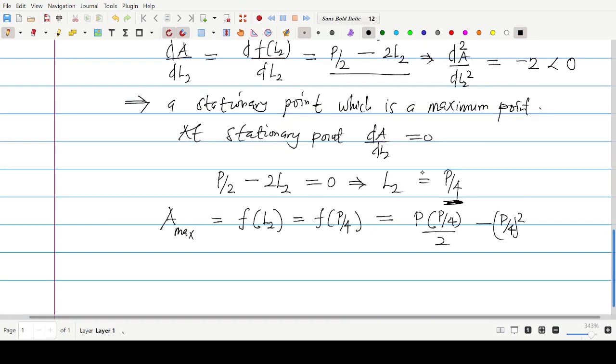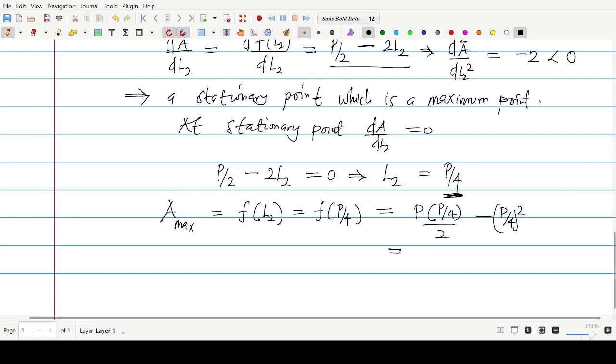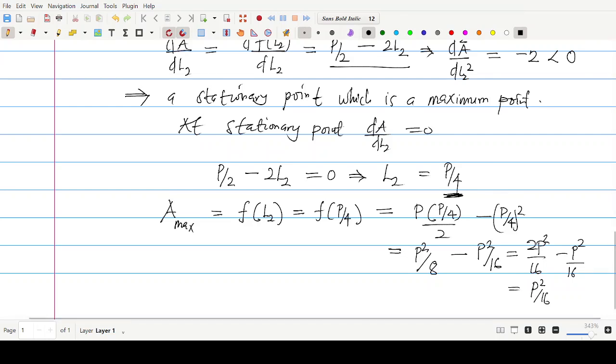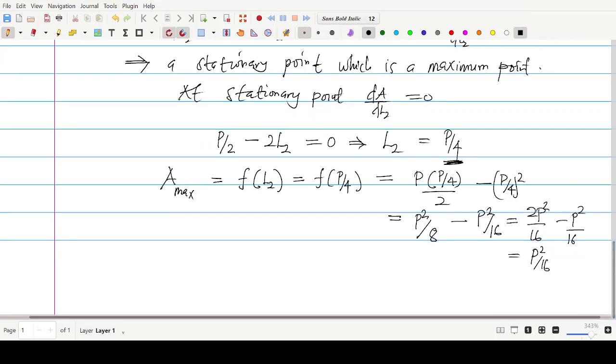Can you see that? All right. So we now have this to be equal to P squared over 8 minus P squared over 16, which can also be written as 2P squared over 16 minus P squared over 16. On subtraction, we have the result as P squared over 16. Our page is exhausted. And this is equal to the area of the square, which is in star.